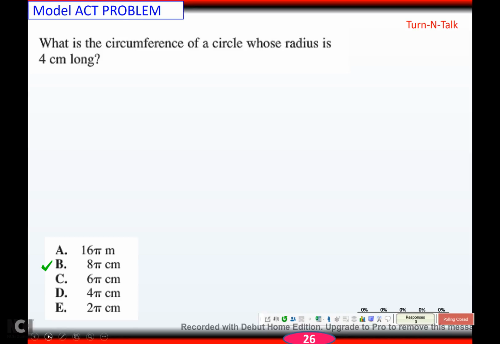And hopefully you got B. So it says, what is the circumference of a circle whose radius is 4 centimeters long? Circumference is 2 pi r. So my circumference is going to be 2 times pi times my radius, which is going to give me 8 pi.